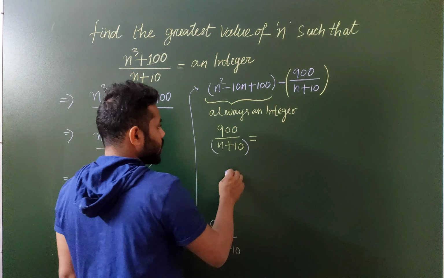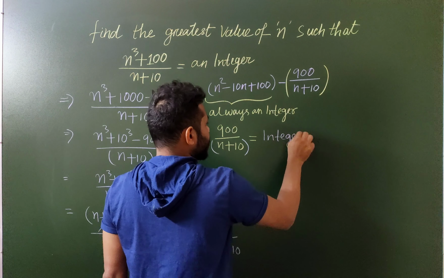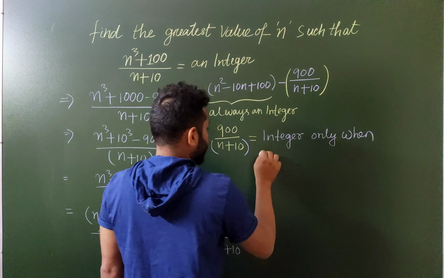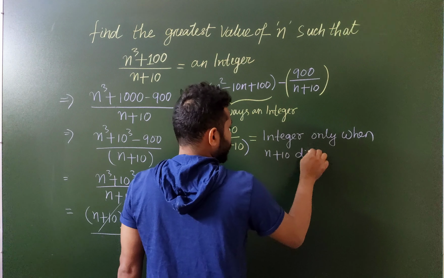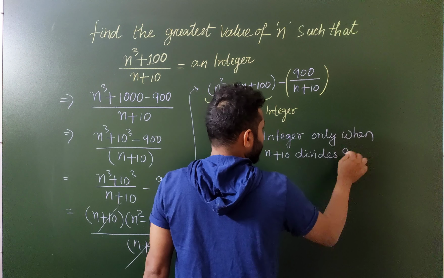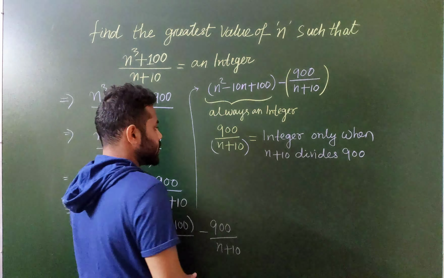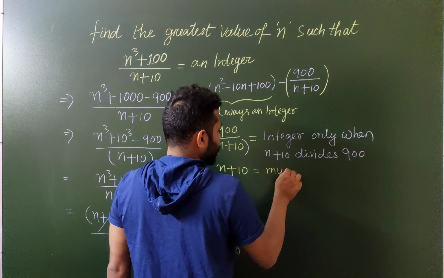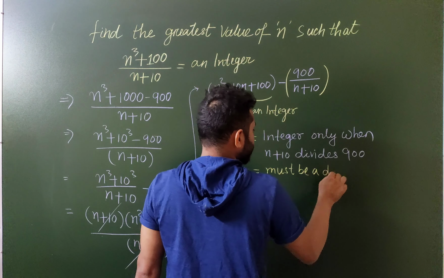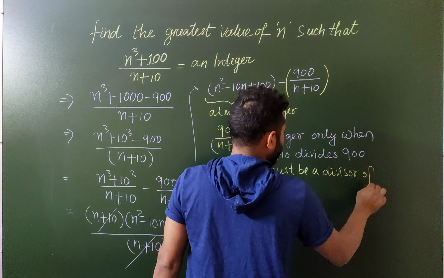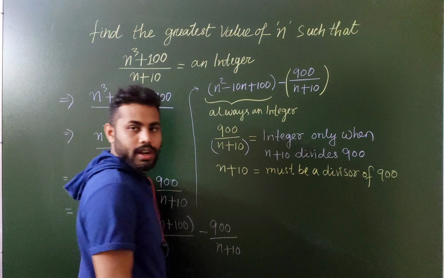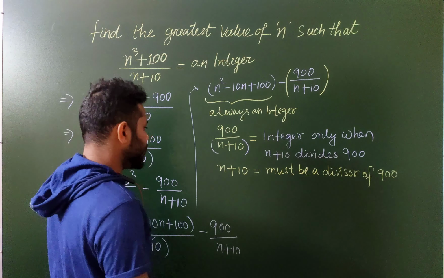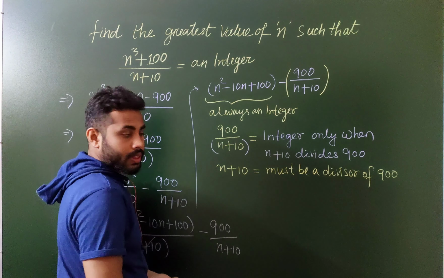It means this entire quantity is an integer only when n plus 10 divides 900. It means n plus 10 must be a divisor of 900, right?